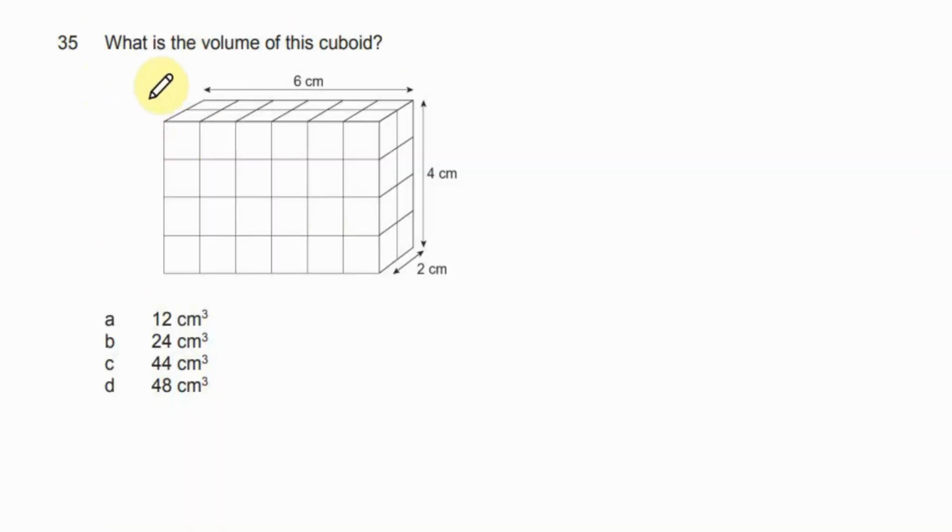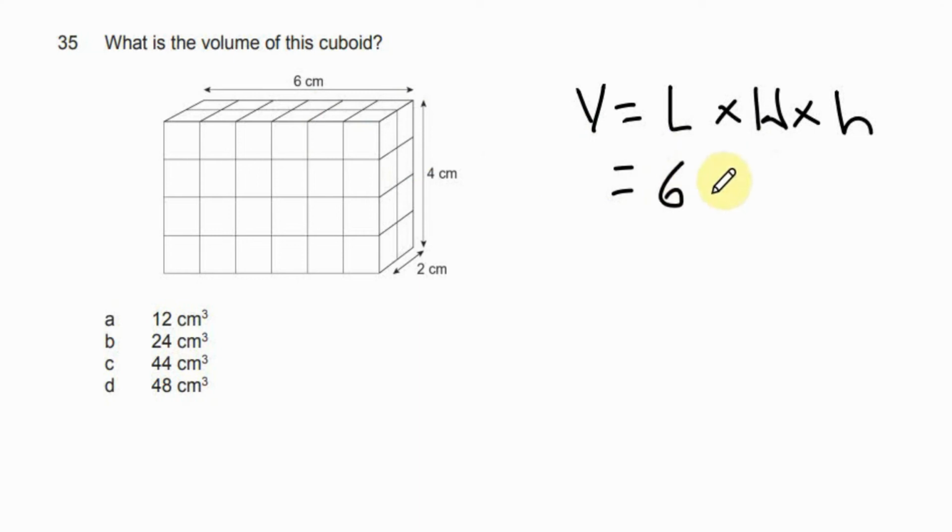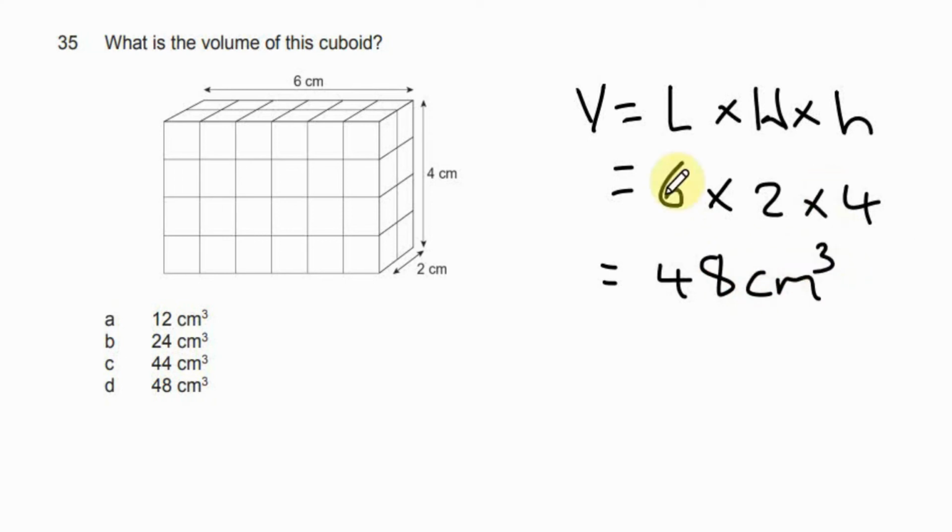All right, now we're looking at question 35. What is the volume of this cuboid? All right, now the volume of a cuboid can be ascertained by multiplying the length times the width times the height. All right, quite easily. Now we can say the length here is 6 centimeters, so we have 6 times the width. Let's say the width is 2 centimeters times the height, which is 4 centimeters. All right, now 6 times 2 is 12, and 12 times 4, that's 48. So this will come out as 48 centimeters cubed because we're talking about volume. So therefore our answer right here would actually be option D.